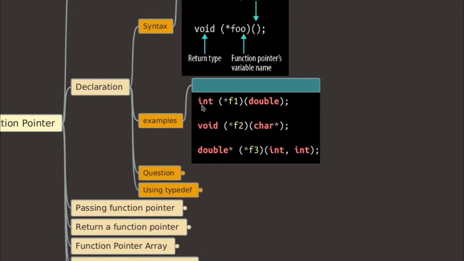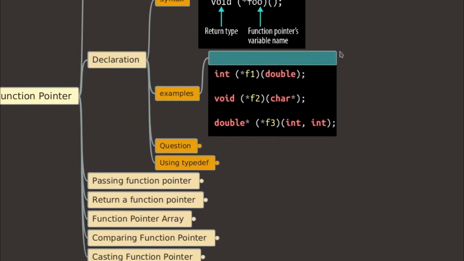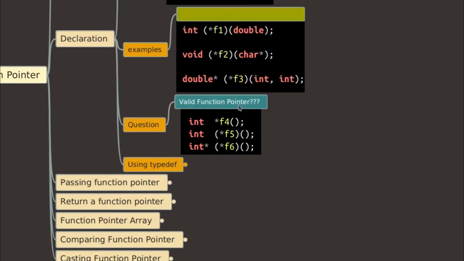So a quick question based on what we have looked at so far, then we move to the programming section. Which one of these is a valid function pointer? Pause the video and try to guess. The answer is f5 and f6 are function pointers while f4 is a function.